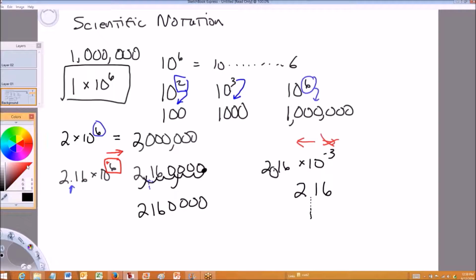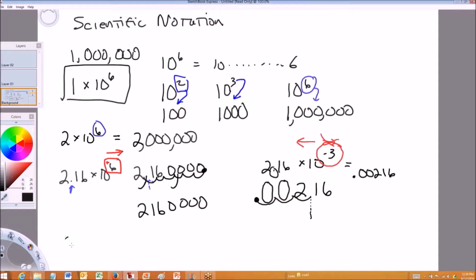But we know that we have to go to the left, because it's negative, 3 places with the decimal. So we're going to go 1, 2, 3, put the decimal there, and fill in these little ovals with a 0. So this expression is equivalent to 0.00216 with a decimal there, 0.00216.